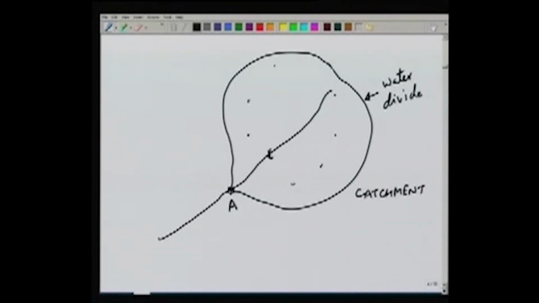So the idea of this catchment area is that any precipitation falling anywhere in this area would go to the river and then will be carried out of this area or run off from this area through point A. Now if we take another point B, then naturally the catchment area of B would be larger, and it may look like this.